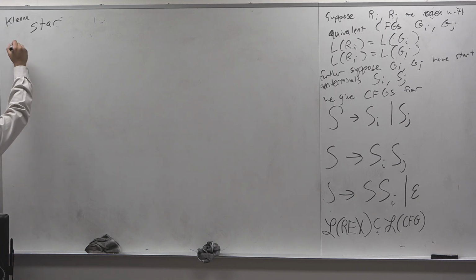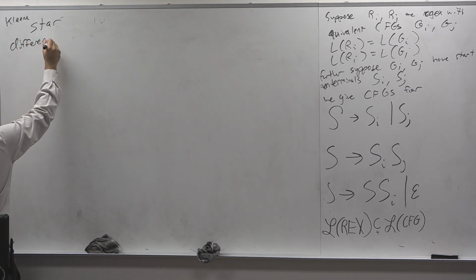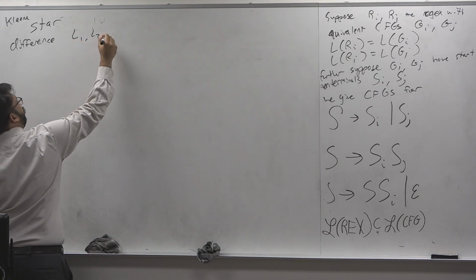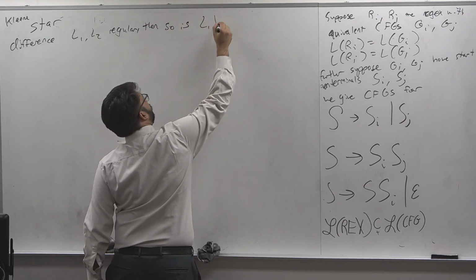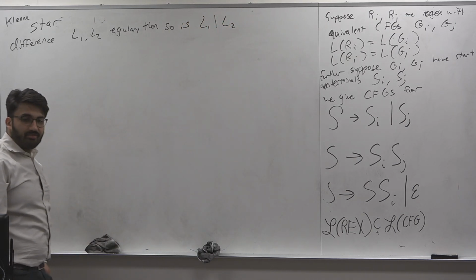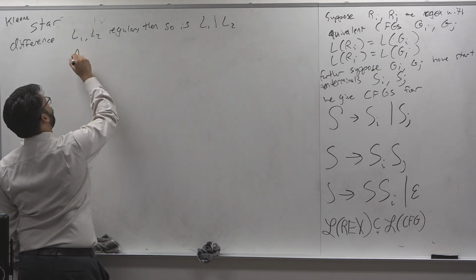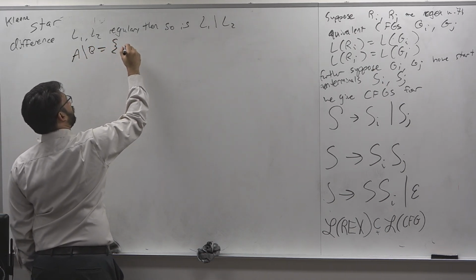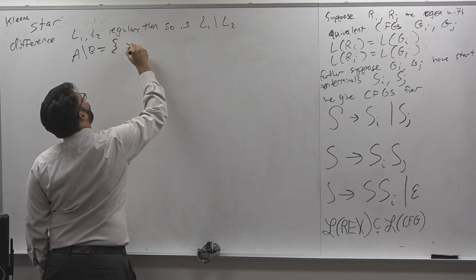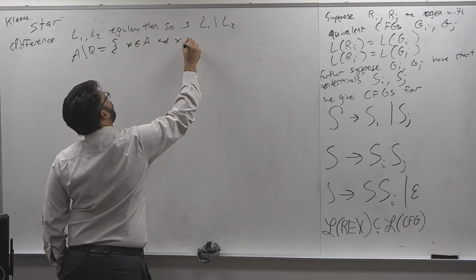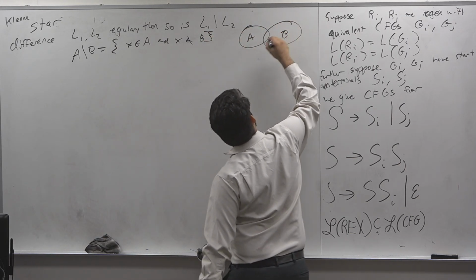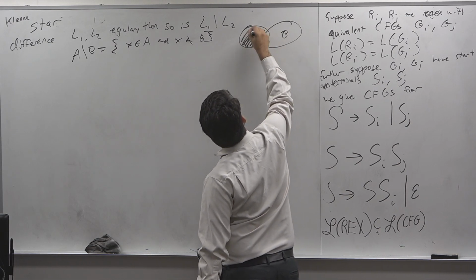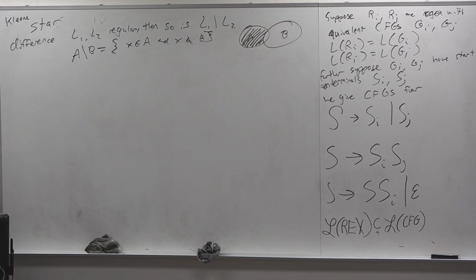Here's one, what about the difference? The difference of two regular languages is regular. What does this mean? If L1, L2 are regular, then so is L1 minus L2. Now what is the definition of set difference? A minus B is equal to the set of X such that X is in A and X is not in B. So pictorially, the difference is you take everything in A and you remove things that were in B. That's the definition of set difference. Why are the regular languages closed under set difference?